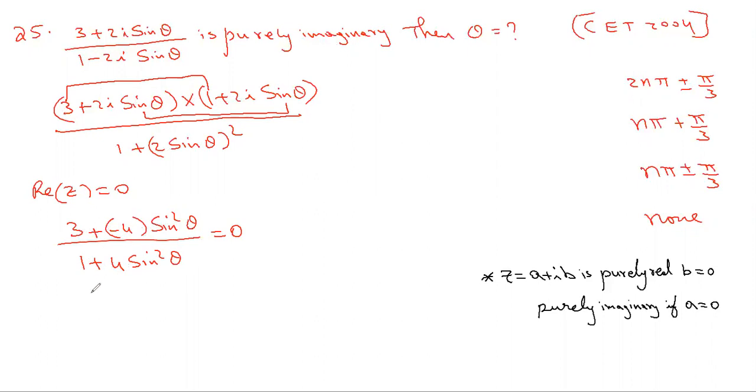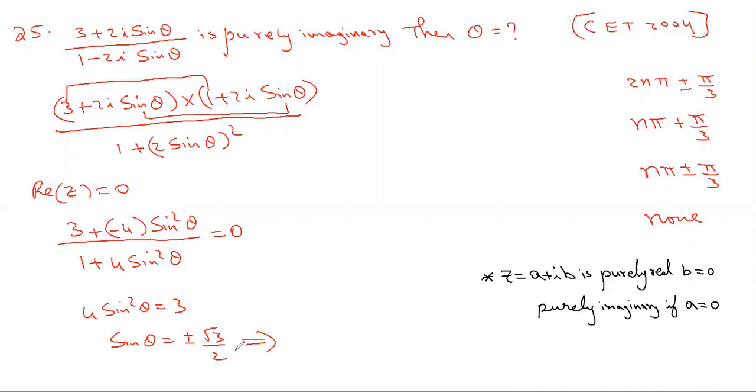The only thing that you need to take care of at that time is when the numerator is 0, at the same time if the denominator is also 0, then it is not valid. Denominator should be non-zero. And we know that the denominator can never be 0 because it's 1 plus a non-negative value. So the numerator equal to 0 means 4 sine square theta equal to 3. So sine theta is equal to plus minus root 3 by 2, because the options are given in terms of n pi. So we can write the equivalent.